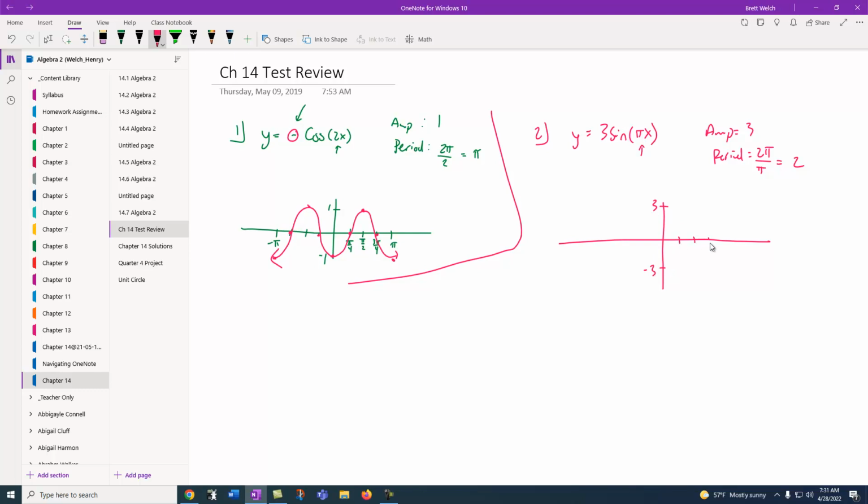Go out 1, 2, 3, 4. I'll label that 2. 3, 4, negative 2. Half of 2 is 1. Half of 1 is 1 half. 1 half times 3 would be 3 halves. The sine wave starts right in the center. And typically, if it's a positive sine wave, it's going to go up first. This is a positive sine, so it's going to go up, center, down, center. And so we get this sort of curve.